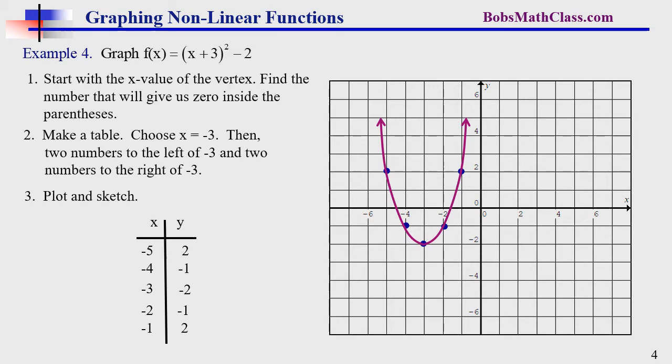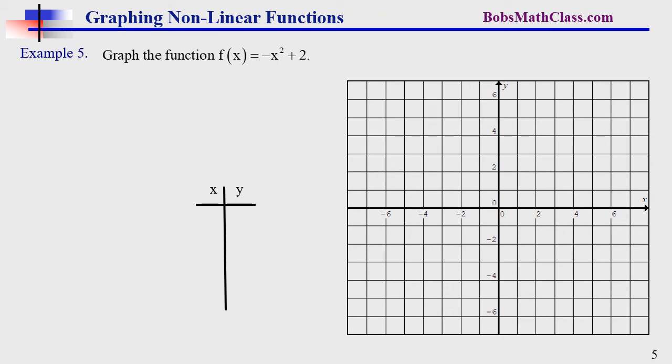All right, let's do another one. So here's our next one. This one's a little bit different, right? Why is it different? It's got that negative in front of the x squared. There are no parentheses. That means it's not moved anywhere left or right, but it is moved up 2 units. Now, what do you think that negative does? Yeah, what it does is it flips it upside down. Now, if you don't know that, it's okay.